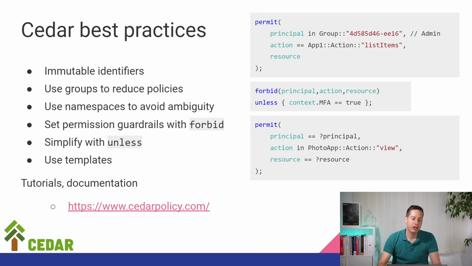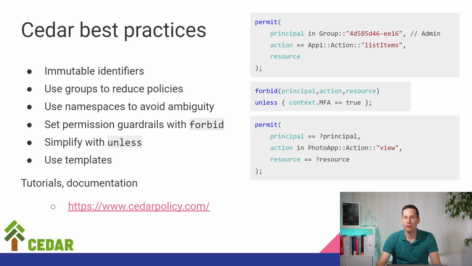The permission guardrails and simplifications can be performed by two very useful keywords. These are forbid and unless, and they make it readable and easier to express certain conditions.